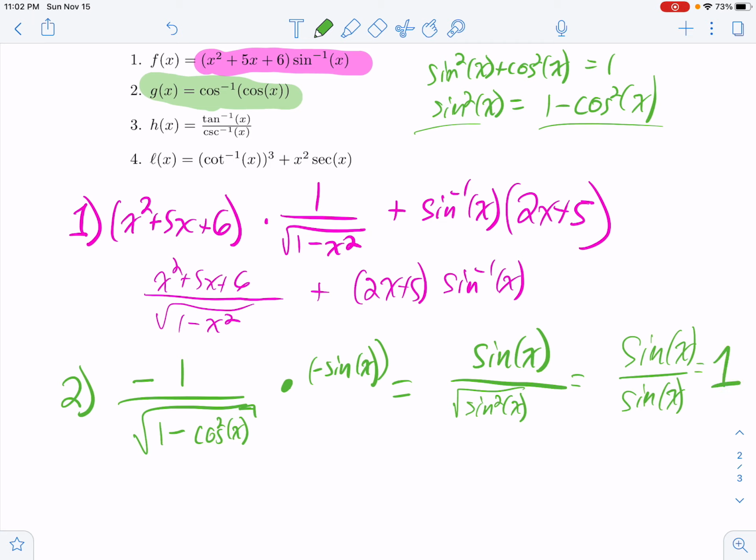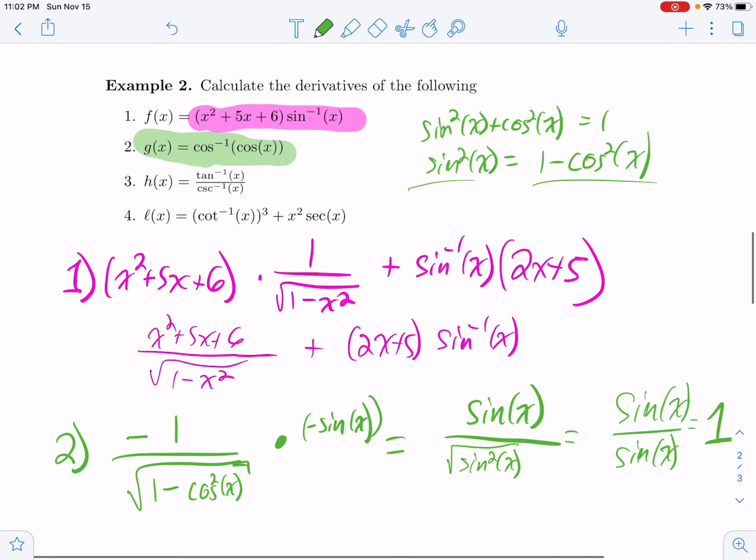All right, and you're probably thinking, why shouldn't we have seen this in the beginning? Well, if you remember, when I plug a function into its inverse, this is actually that g of x is going to be equal to x. The derivative of x is 1.